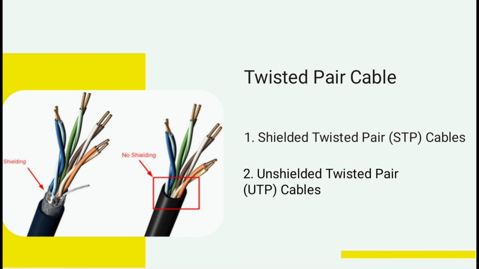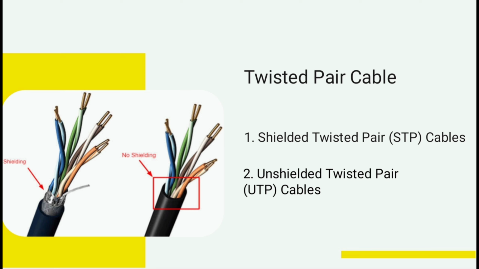Twisted pair cable is a type of Ethernet cable that consists of pairs of insulated copper wires twisted together in a specific pattern. The twisting pattern helps to reduce electromagnetic interference and crosstalk between the wires, which can degrade the quality of the signal being transmitted. Twisted pair cables are widely used in Ethernet networks and can support data transfer rates of up to 10 gigabits per second.